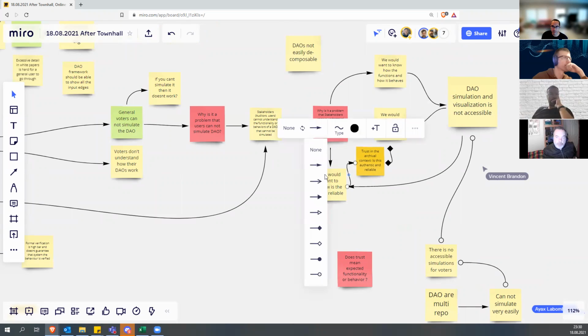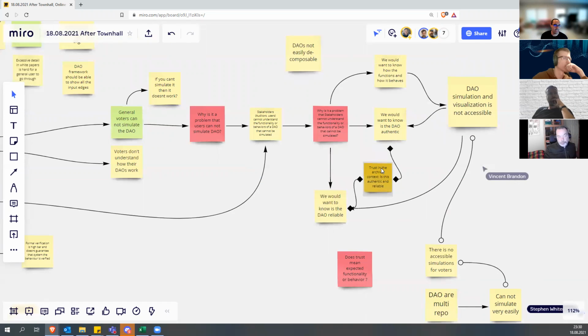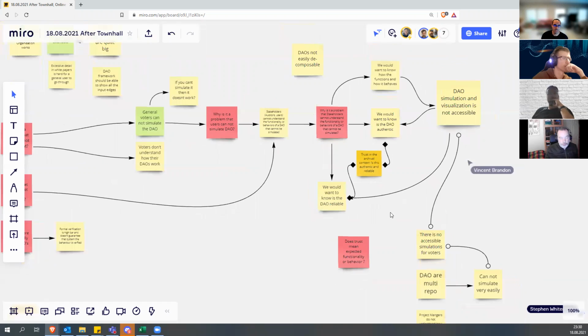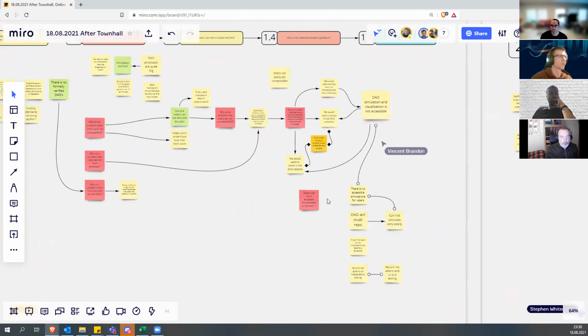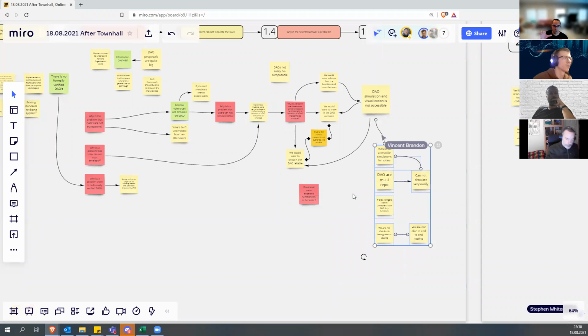Yes, the code's there, but it's still not really transparent. It's like staring at a mountain from the foot of it. You just can't see it all. And that goes back to the simulation problem, and the visualization problem. You can't, there's no way, yeah, you're right.